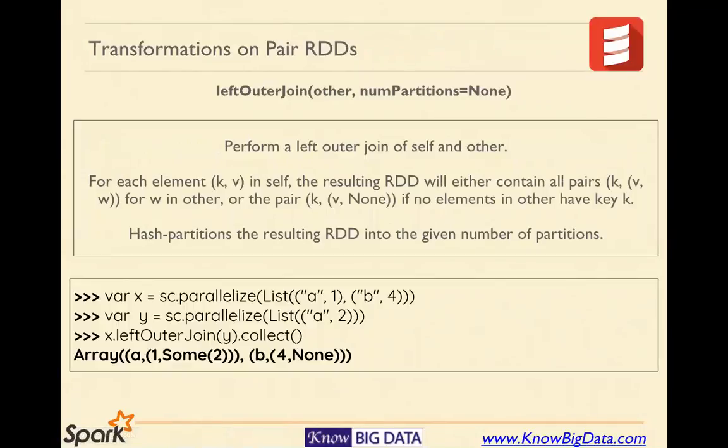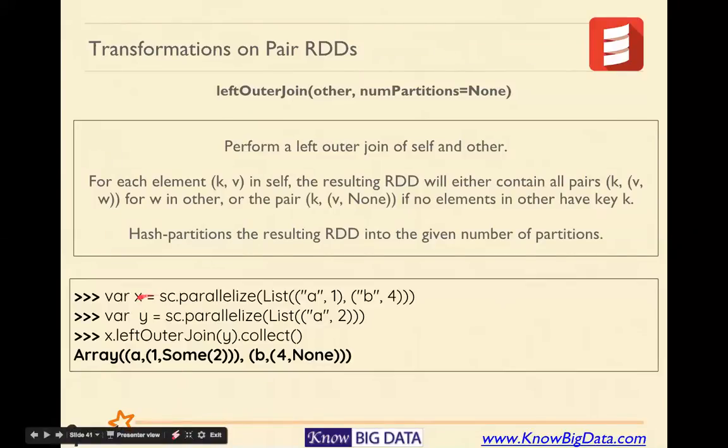Now, similar to SQL, it also has left outer join. Left outer means everything from the left goes into the output, even if there is no corresponding key on the right hand side. Even if there is no corresponding key on the right hand side, all of the keys from the left hand side go into the output. That's left outer join. If it's found on the right hand side, great. If it's not found on the right hand side, put none there.